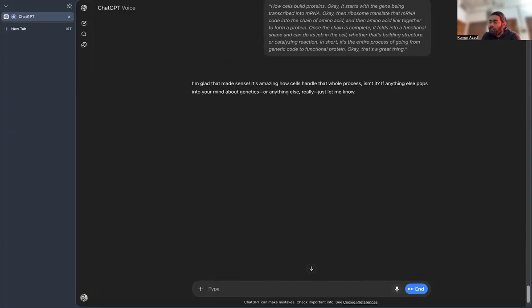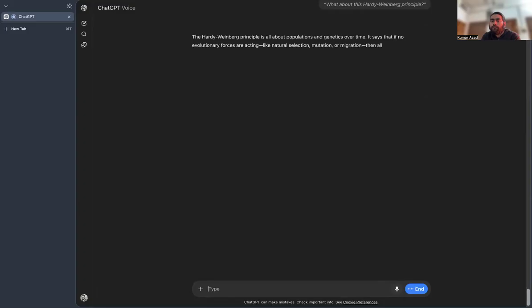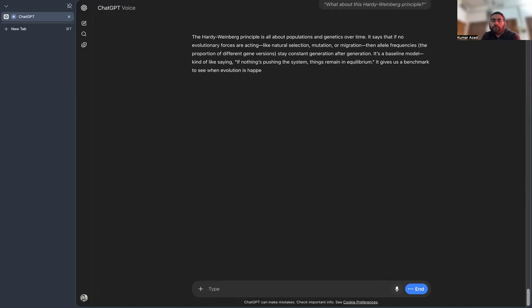What about this Hardy-Weinberg principle? The Hardy-Weinberg principle is all about populations and genetics over time. It says that if no evolutionary forces are acting, like natural selection, mutation, or migration, then allele frequencies, the proportion of different gene versions, stay constant generation after generation. It's a baseline model, kind of like saying if nothing's pushing the system, things remain in equilibrium. It gives us a benchmark to see when evolution's happening.